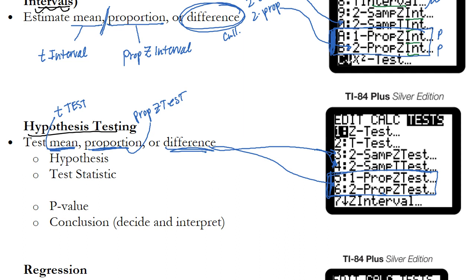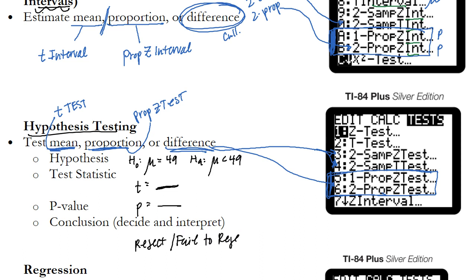The final exam answer sheet does ask you to state these 4 parts of the hypothesis test. First, what is a null and alternative hypothesis? So you'll need to write the null hypothesis, the mean is equal to 49. The alternative hypothesis, the mean is less than 49. Find the test statistic, t equals whatever that value is. Spit out the p-value, just like you did in the homework, and then make a decision, reject or fail to reject, based on that p-value.